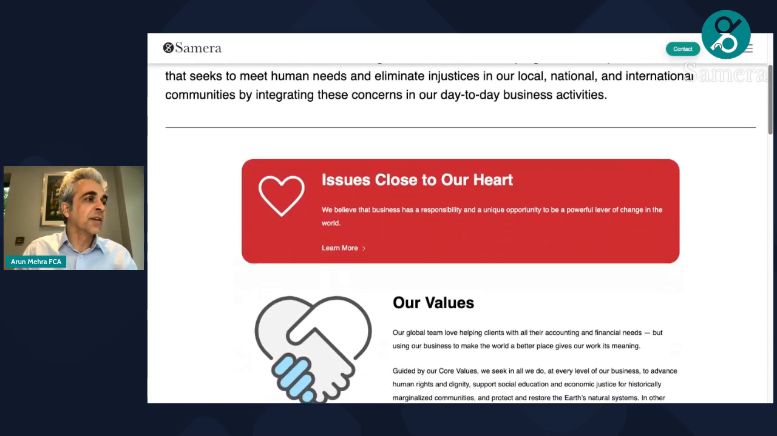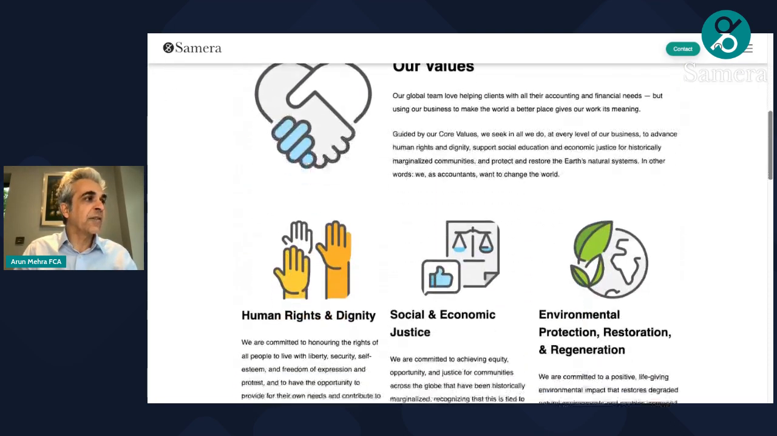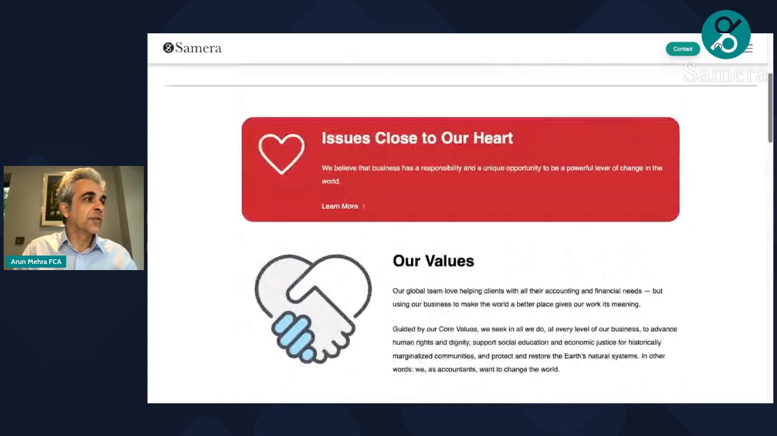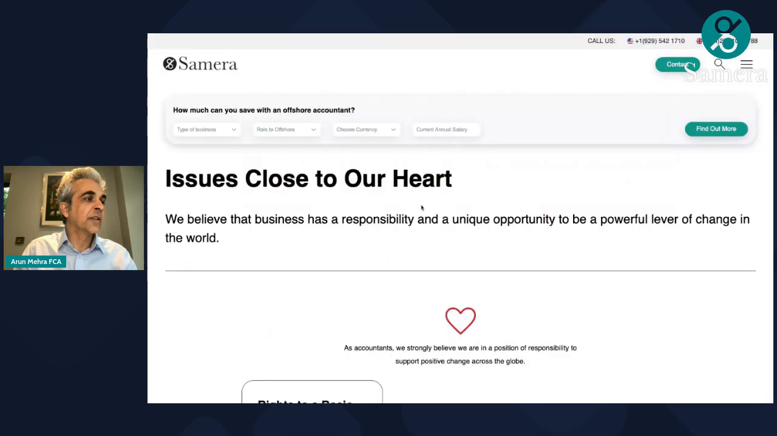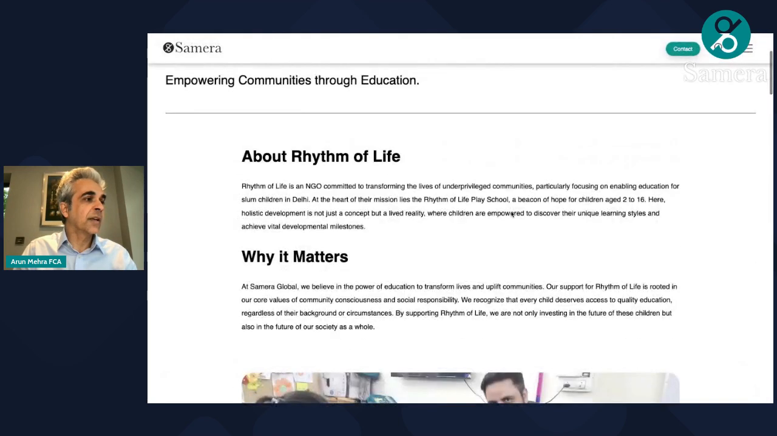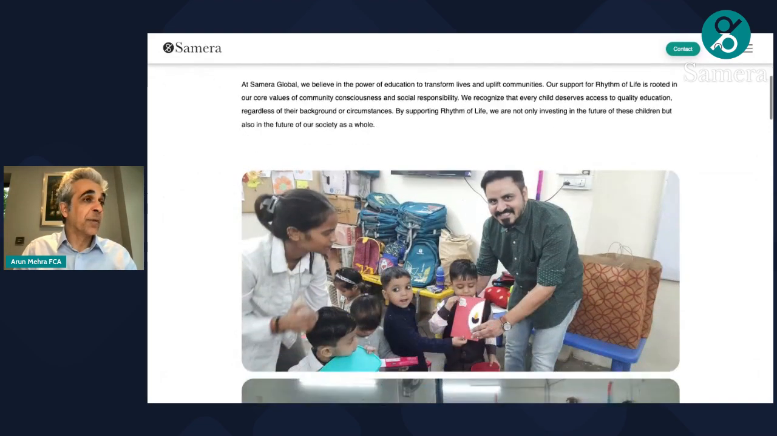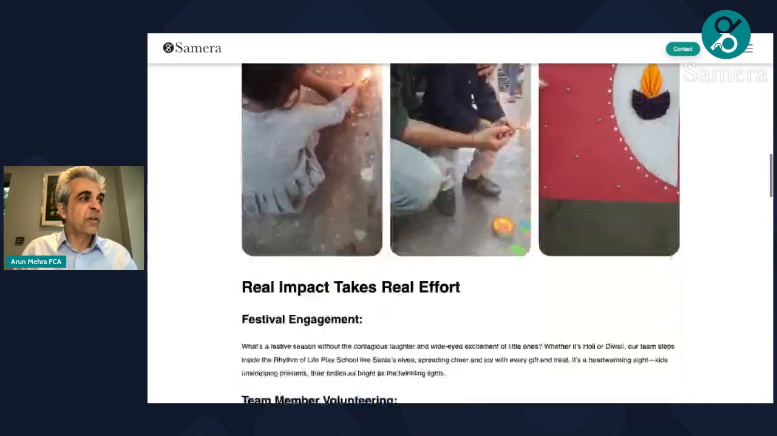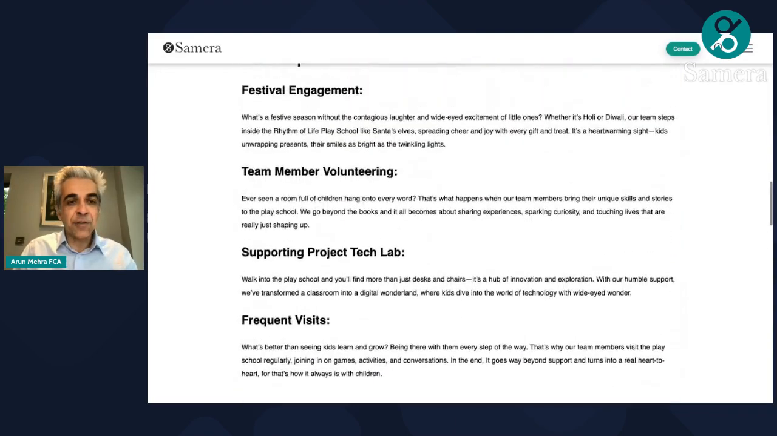That's the thing. So you can go to our website and check out our values, our missions, but you can see here, this is one of the causes that we're working for at the moment. We're working with an NGO called the Rhythm of Life, which is based in Delhi and works in the slums with children, and we sponsor the school there. We provide teachers, we provide equipment, all these types of things. Again, you can have a look at this type of stuff.